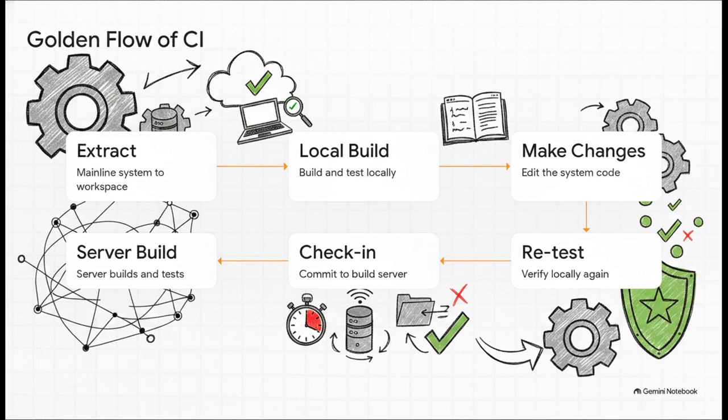Let's walk through these exact steps slowly, because this is the golden flow of continuous integration. Step 1. You extract the definitive mainline system into your private workspace.